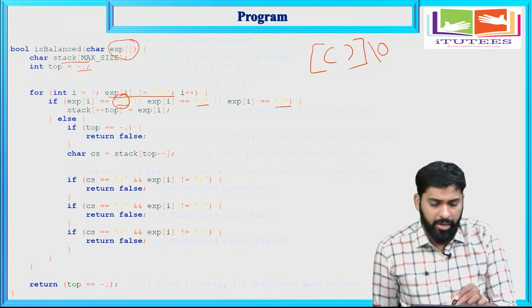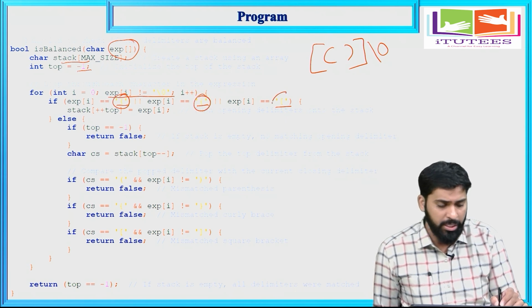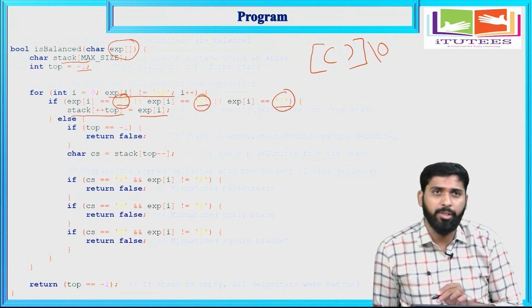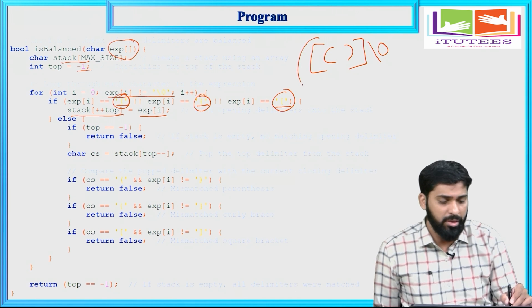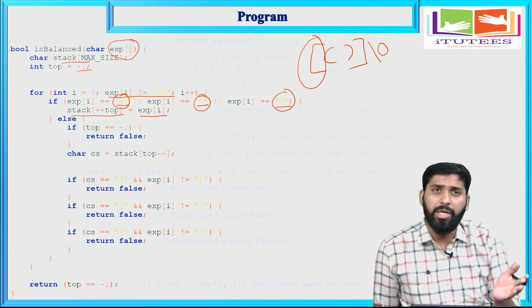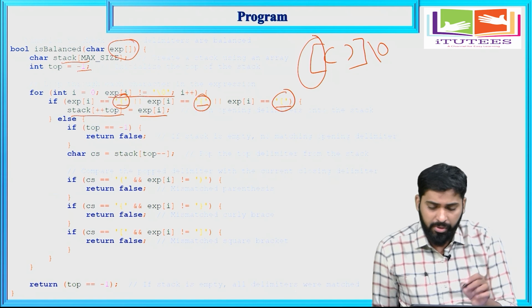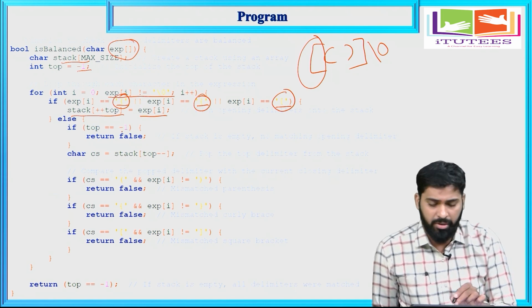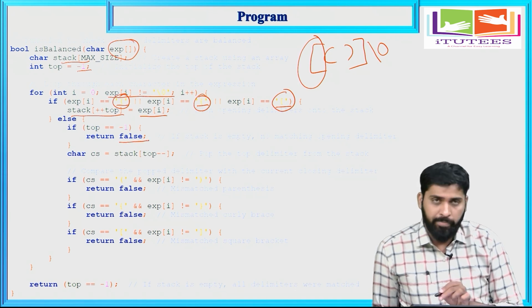So if it is a normal bracket, curly bracket or square bracket, then we are going to push. So stack of ++top equals expression. Now this character is pushed into the stack. Else, you check whether top equals -1; then we return false.